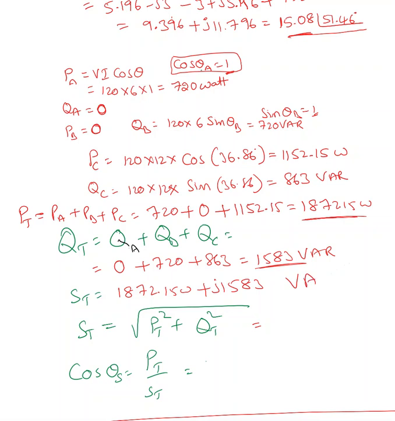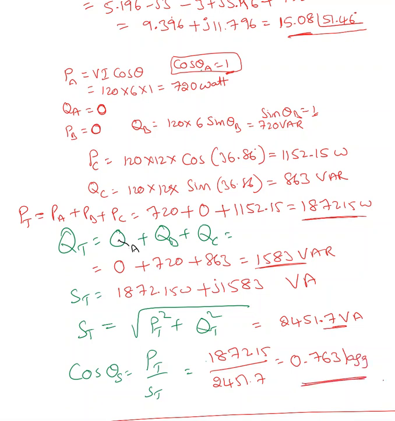This is complex power. The apparent power is the square root of PT squared plus QT squared. That value is 2451.7 volt-ampere. Now cos theta S is P total, 1872.15, over S total, 2451.7. The power factor is 0.763 lagging. This is the power factor.